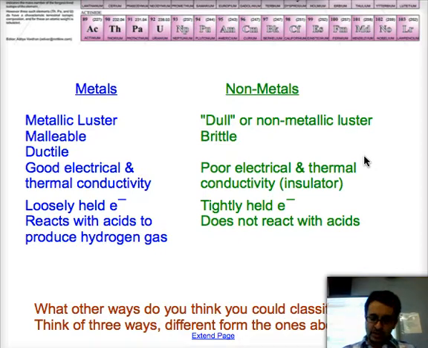That is because they have very tightly held valence electrons. The nucleus holds those electrons very tightly in, and so they don't get to move that much. Metals want to lose electrons. Nonmetals want to keep them there. And they tend not to react with acids, so they will not produce hydrogen if you put a nonmetal with the acid. Okay, those are the big things that I want you to think about for this video.